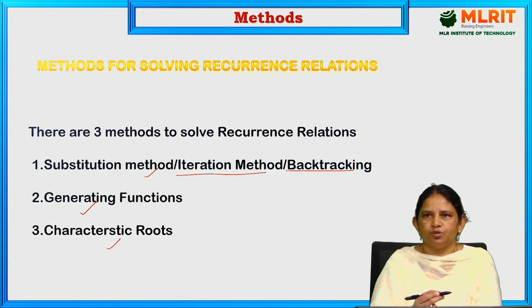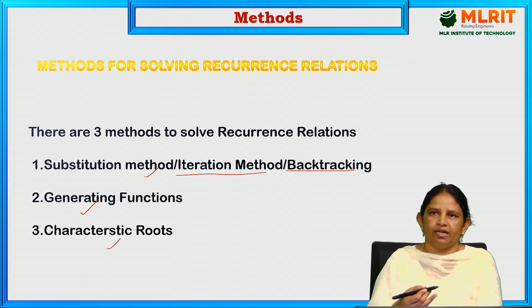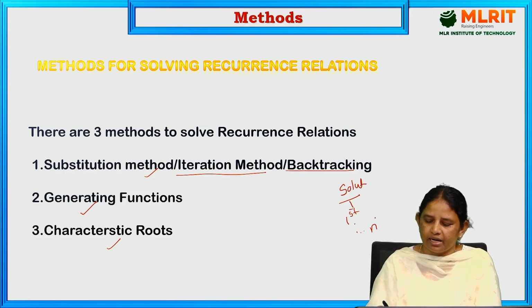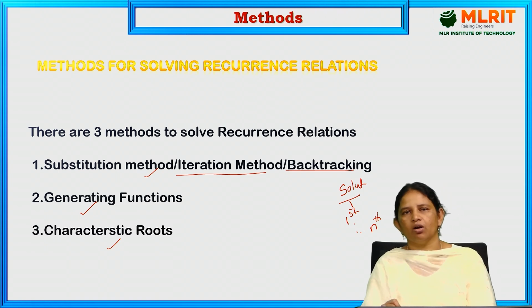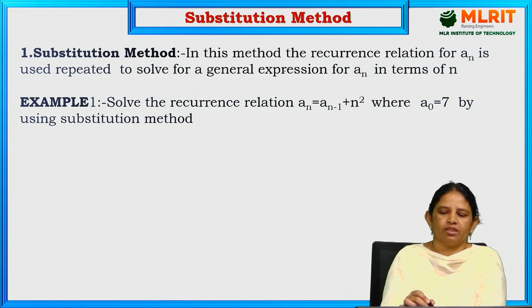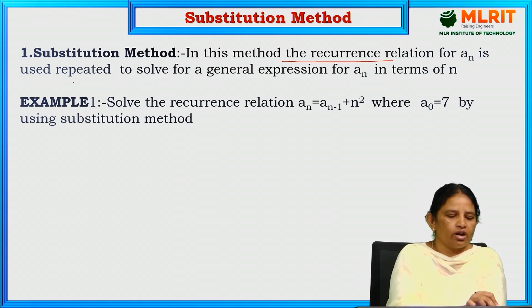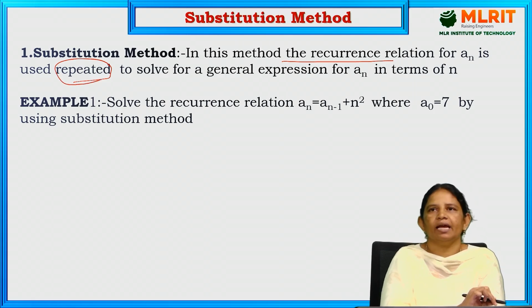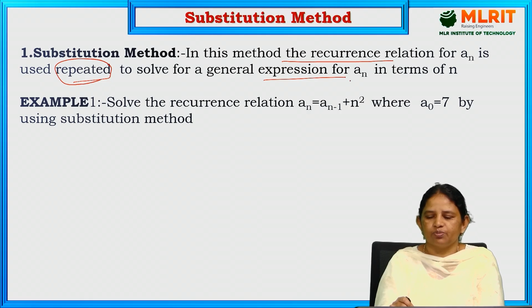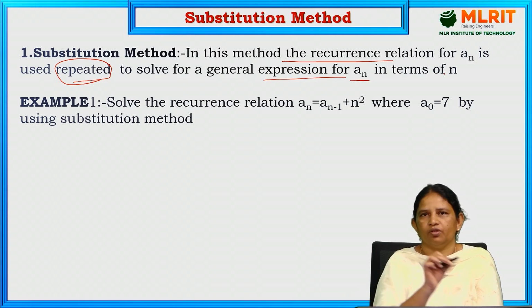What is meant by substitution method? We need to substitute repeatedly. Why do we need to substitute repeatedly? To find the solution to the recurrence relation. Start with the first term, and this process is repeated until the nth term. Then this is the solution for the recurrence relation. In this method, the recurrence relation for an is repeated to find the general expression for an in terms of n.